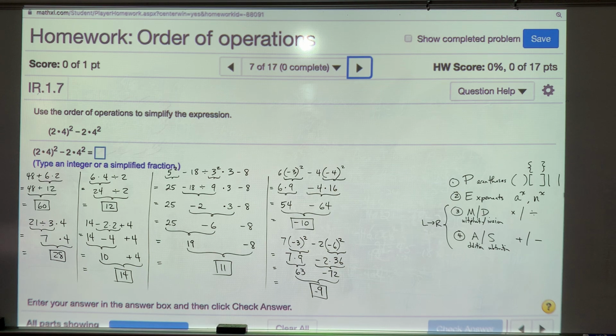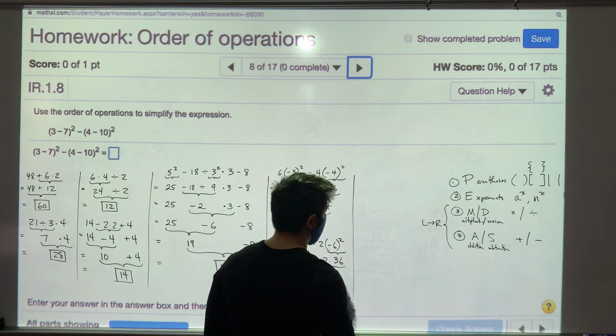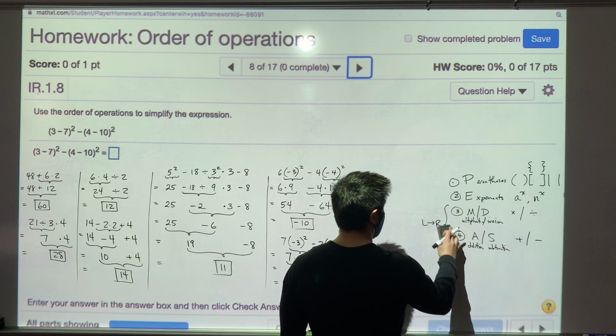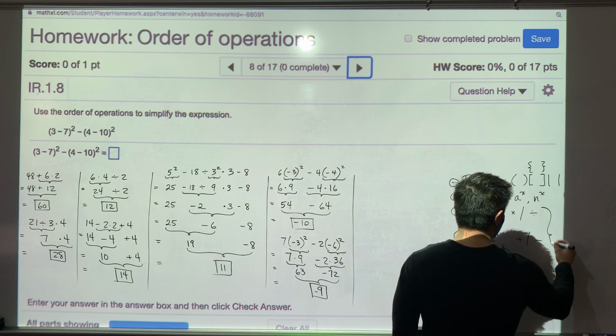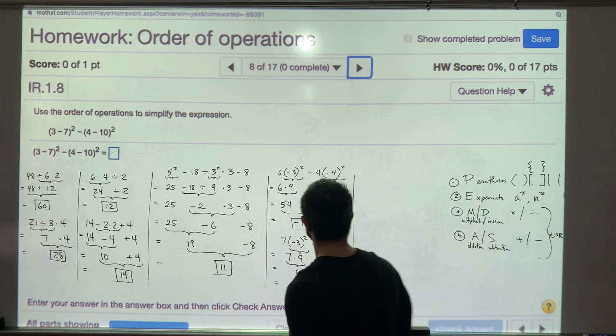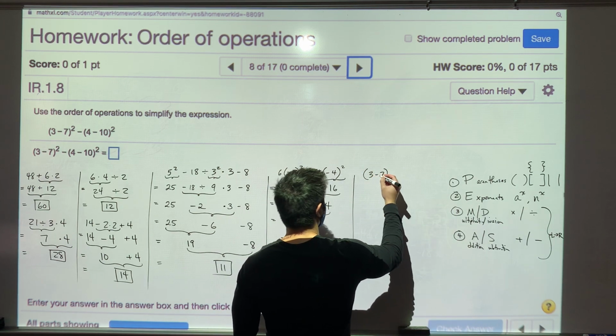Other questions? Okay, let's go on to number 8. So number 8, finally we have a problem where we actually have something within the parentheses to work on. Write it down correctly and then let's get started.